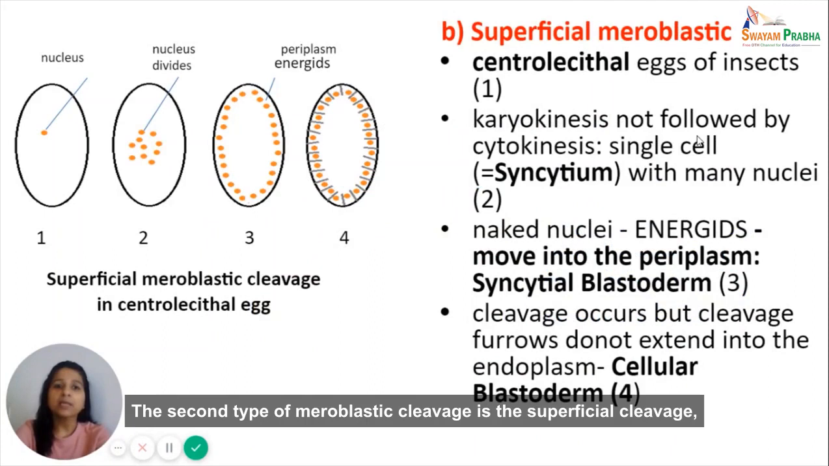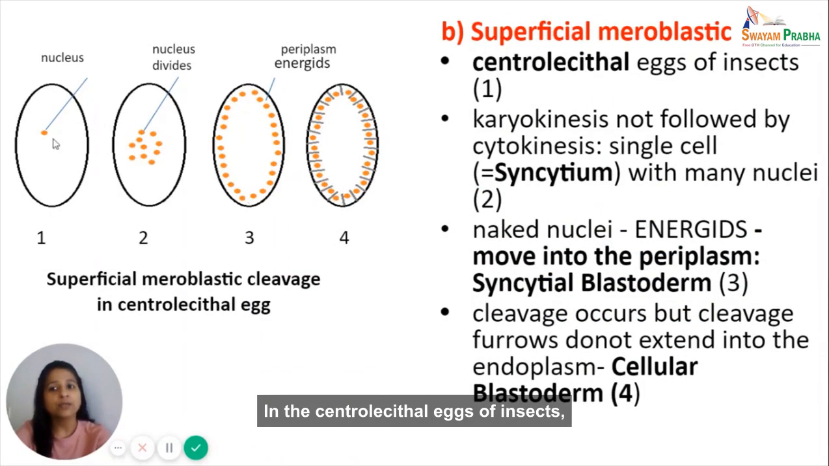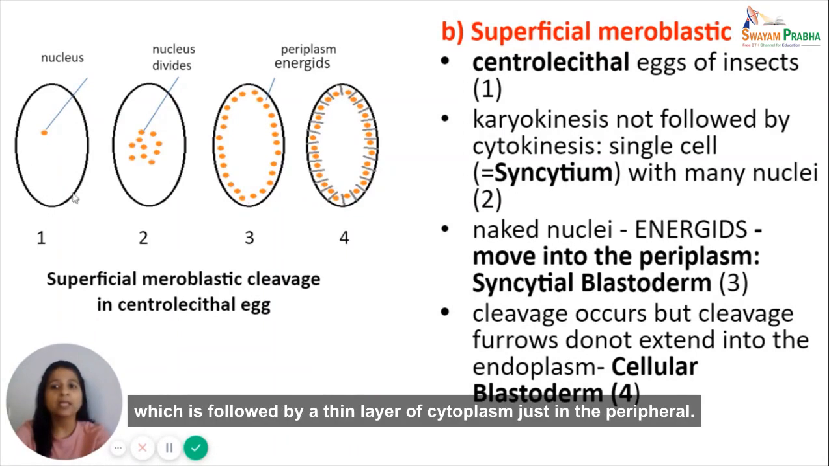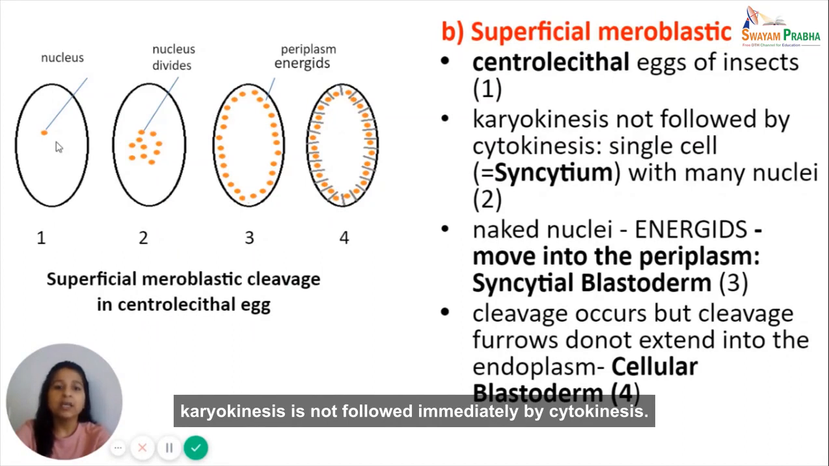The second type of meroblastic cleavage is the superficial cleavage, which occurs in the centrolecithal eggs of insects. In the centrolecithal eggs of insects, the nucleus is surrounded by a small layer of cytoplasm, then a complete layer of yolk all over the cytoplasm, which is followed by a thin layer of cytoplasm just in the periphery. So, in superficial meroblastic cleavage, karyokinesis is not followed immediately by cytokinesis.